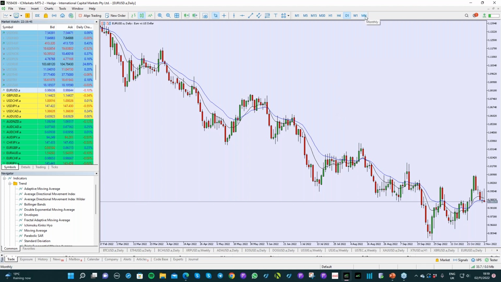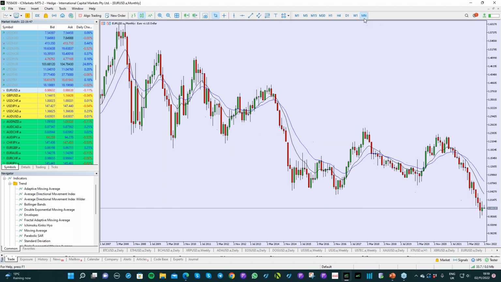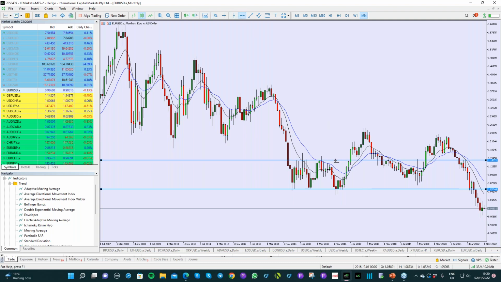And in order to draw horizontal levels of support and resistance, I will go all the way back to the monthly time frame using this tool here, drawing the horizontal line, and I will pick out any important levels that I can see of potential support and resistance. So one here is around 1.05, another one up here at around 1.145.